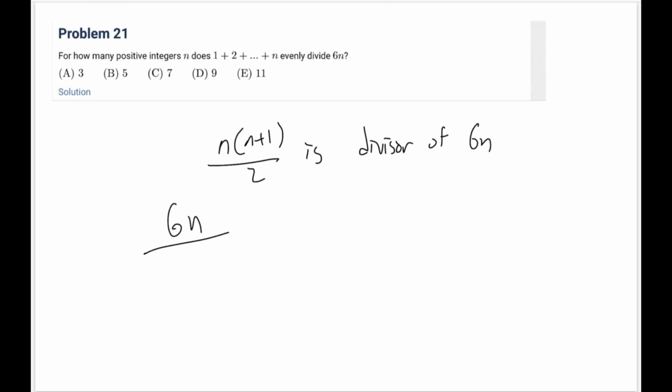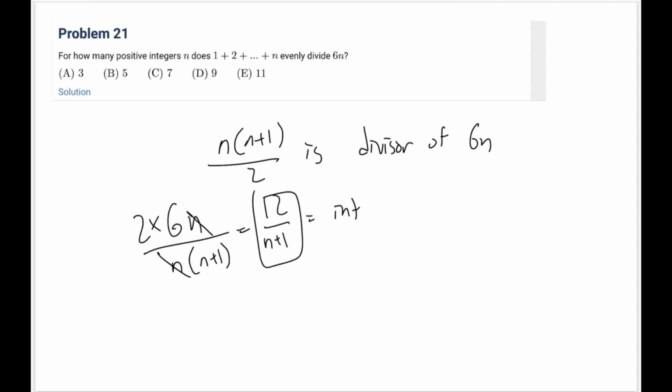So 6n is evenly divided by n times (n plus 1) over 2. And so if these n's are cancelled and this 2 goes up, it's 2 times 6, and this is gone. So this is 12 over n plus 1, and this has to be an integer, right? And so n plus 1 is factors of 12, which will be 1, 2, 3, 4, 6, 12.